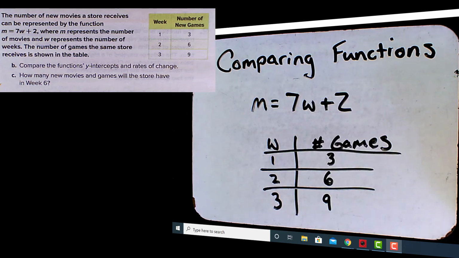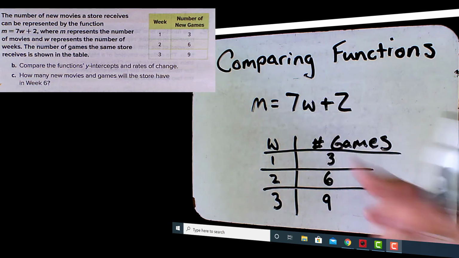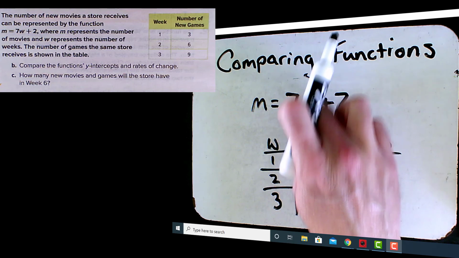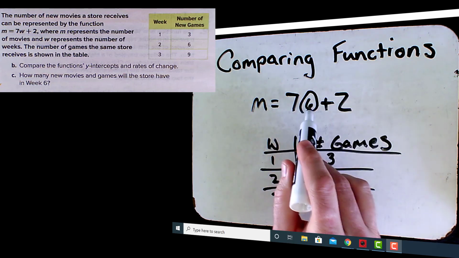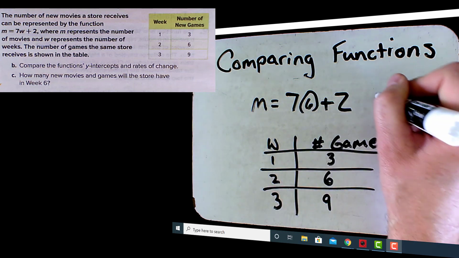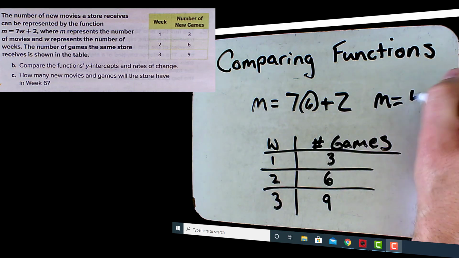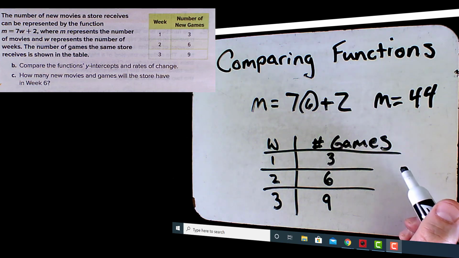Let's answer the second part of this question now. I've rewritten our problem and cleared away all our work. It says, how many new movies and games will the store have in week 6? So let's figure out how many new movies it's going to have in week 6. To do that, all I've got to do is replace the week with the number 6. 7 times 6 is 42 plus 2 gets me movies equal 44 in 6 weeks.